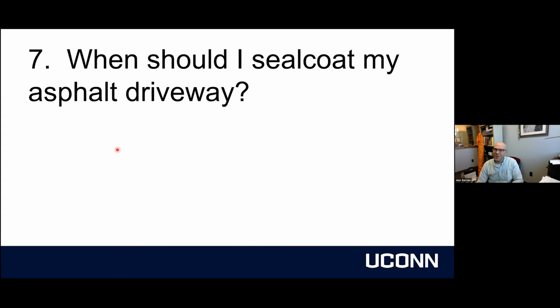I'm getting all these practical questions. When should I seal coat my asphalt driveway? Honestly, I would say earlier than you think, but it also needs to be dry. Do you have any other thoughts on that, Jim?